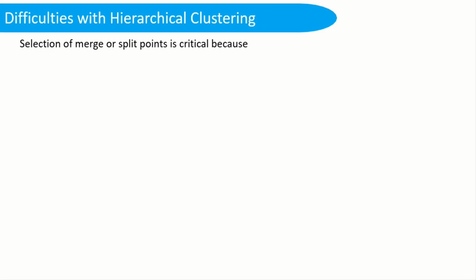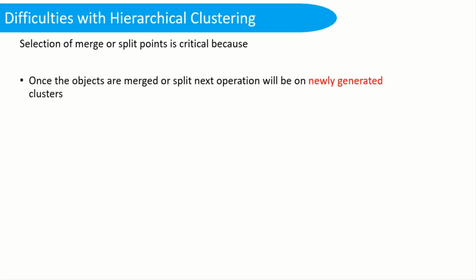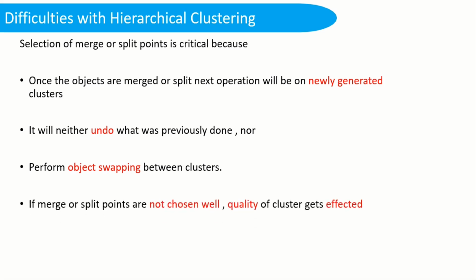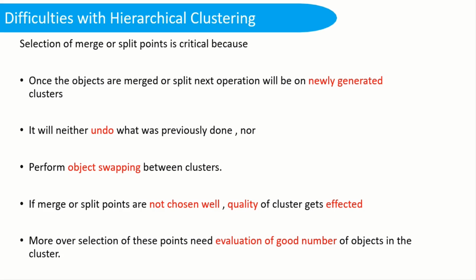So now let's look at the difficulties with hierarchical clustering. The selection of merge or split points is critical because once the objects are merged or split, the next operation will be on the newly generated cluster. It will neither undo what was previously done nor perform object swapping between the clusters. If merge or split points are not chosen well, then the quality of the clusters gets affected. And moreover, selection of these points needs evaluation of a good number of objects in the cluster.